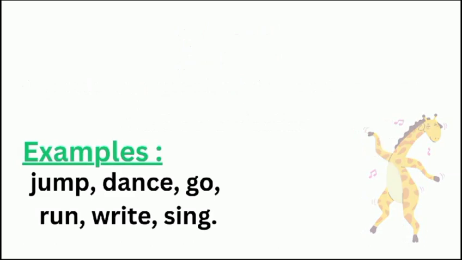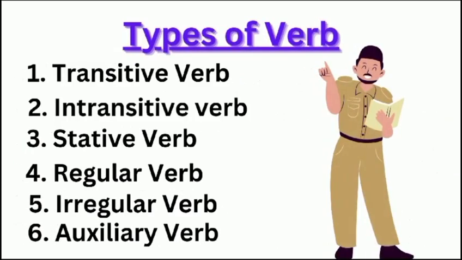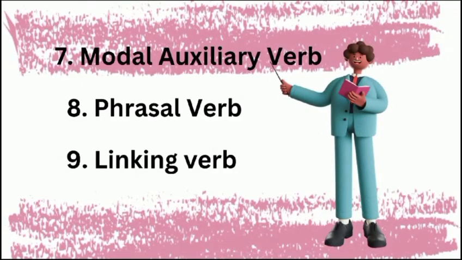Types of verbs: 1 transitive verb, 2 intransitive verb, 3 stative verb, 4 regular verb, 5 irregular verb, 6 auxiliary verb, 7 modal auxiliary verb, 8 phrasal verb, 9 linking verb.